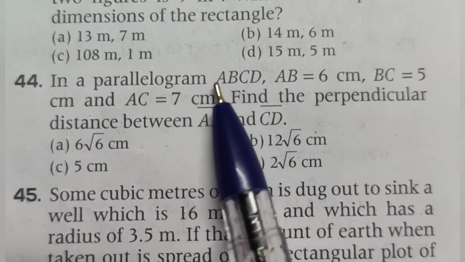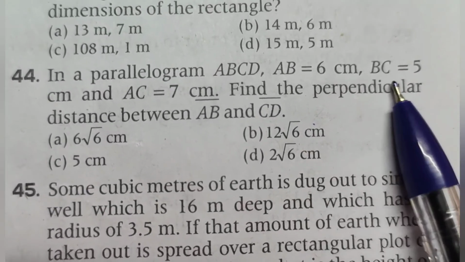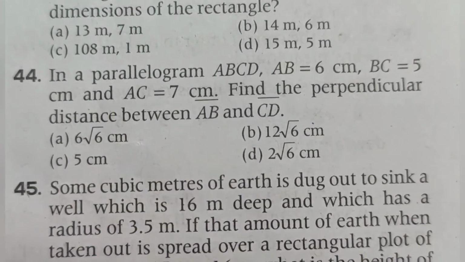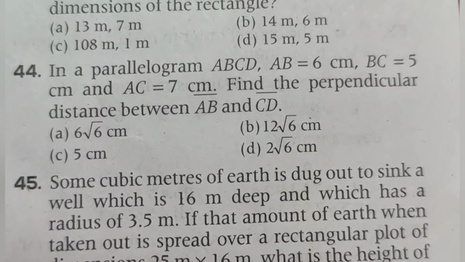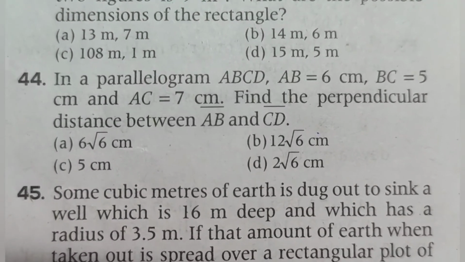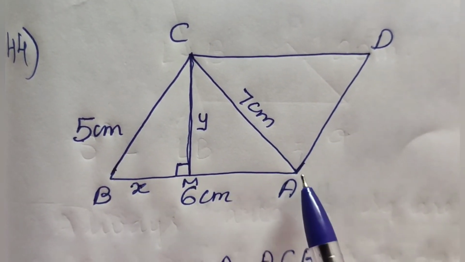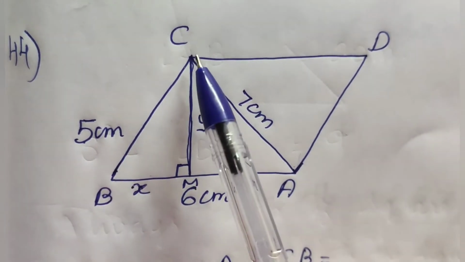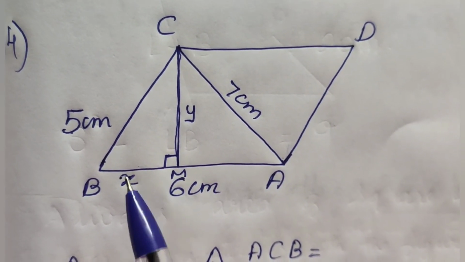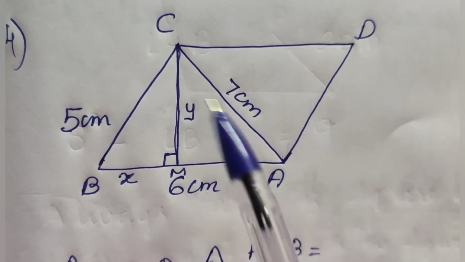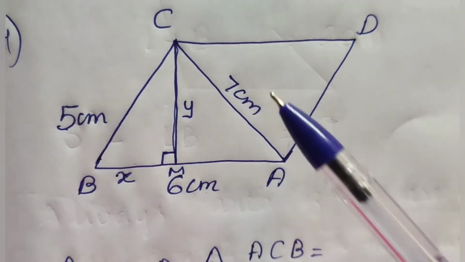44. In a parallelogram ABCD, AB is equal to 6 centimeter, BC equal to 5 centimeter, AC equal to 7 centimeter. Find the perpendicular distance between AB and CD. I'll draw a diagram and make you understand this. First I'll make you understand the diagram. ABCD is a parallelogram. Now they have given AB equal to 6 centimeter, BC equal to 5 centimeter, AC is a diagonal, diagonal is equal to 7 centimeter.